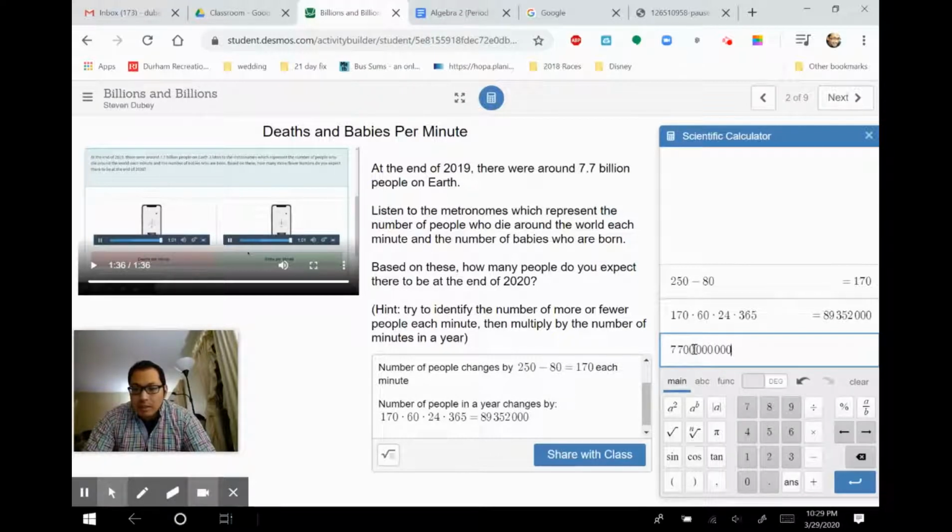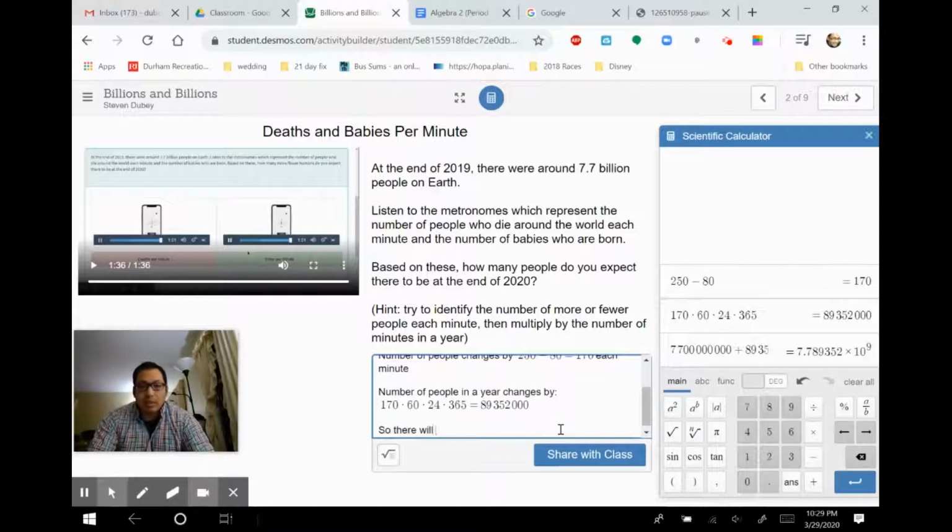That's 7,700,000,000 plus the 89,352,000, which means that we'll go up to about 7.79 billion. So there will be close to 7.8 billion. We'll call it 7.79 billion people.